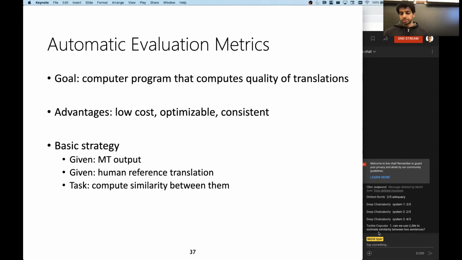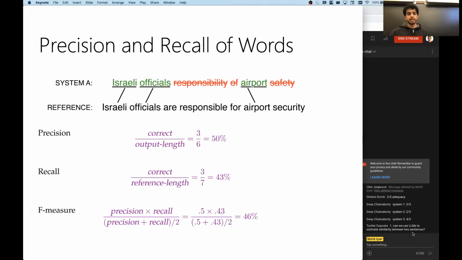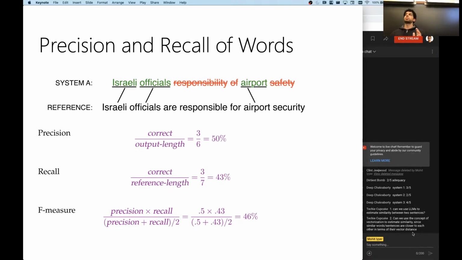Okay, and I see this person has a similar question. Can we use LLMs to estimate similarity between two sentences? Yes, we will get to that in a bit. But first, we're going to talk about some very simple approaches to measuring this similarity, which amount to basically computing the precision and recall at the word level between the candidate translation and the reference translation.